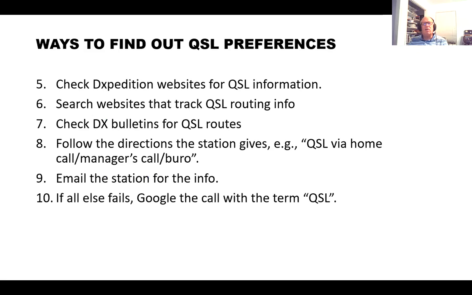Check the DX bulletins. There's 3 or 4 DX bulletins that show routes. I'm thinking of starting a DX net. I get 3 bulletins and can do all that searching. If you do have a bulletin or you have somebody you can search, send me an email or call me. Follow the direction the station gives: QSL via home call versus a manager or bureau. Email the station for information. Again, you can go to QRZ.com, and a lot of times they say email the station.